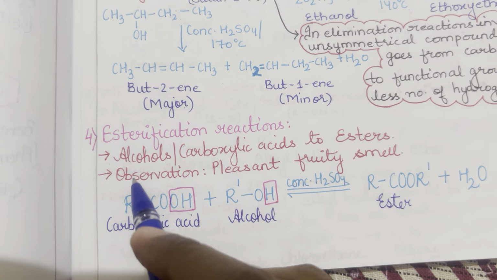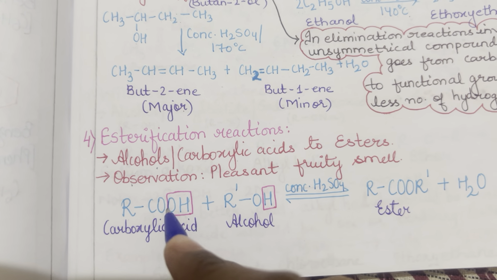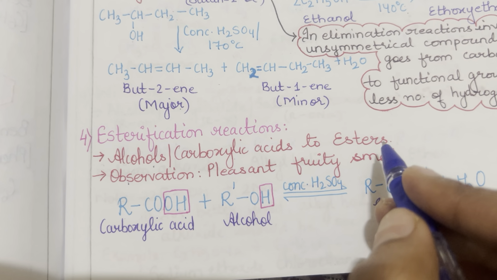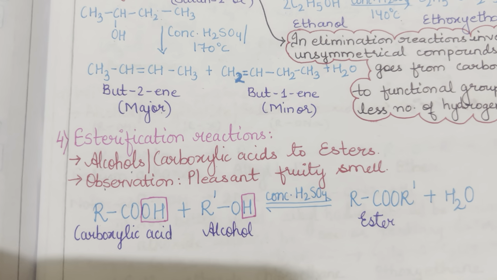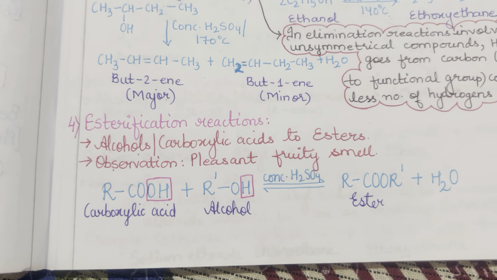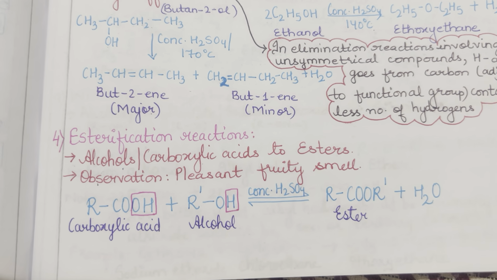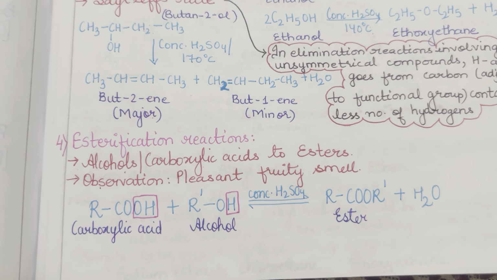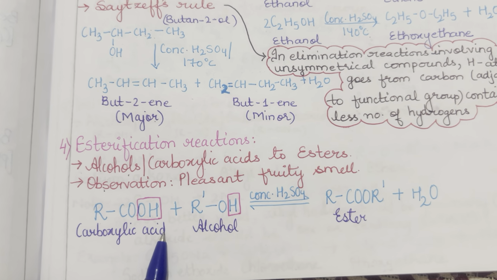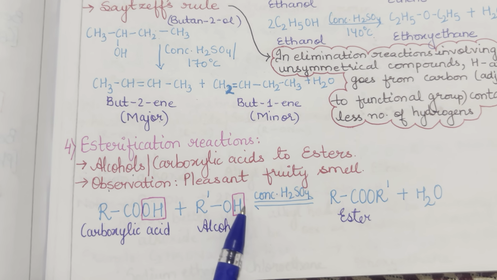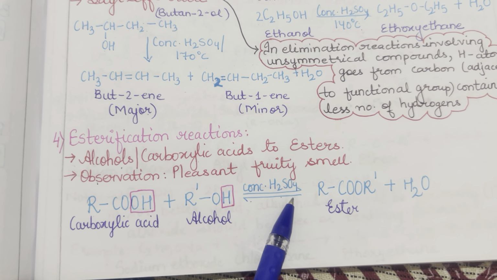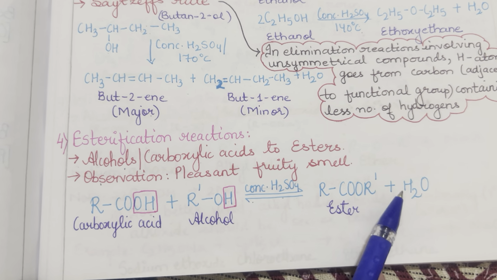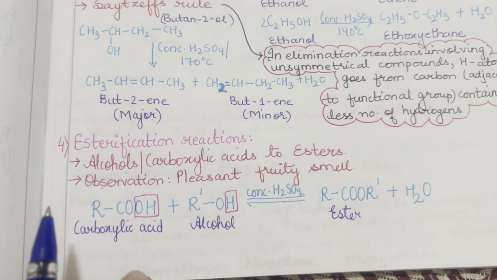Let's start here. Now for the esterification reaction, alcohols and carboxylic acids, because both are used, are converted to esters, and the observation here is that esters are formed with a pleasant fruity smell. No doubt when you do the practicals, it is no more fruity, it is more of a pungent odor, but we call it a pleasant fruity smell. Now carboxylic acid is represented like this, alcohol is represented like this. In the presence of concentrated H2SO4, dehydration takes place. A water molecule is eliminated.